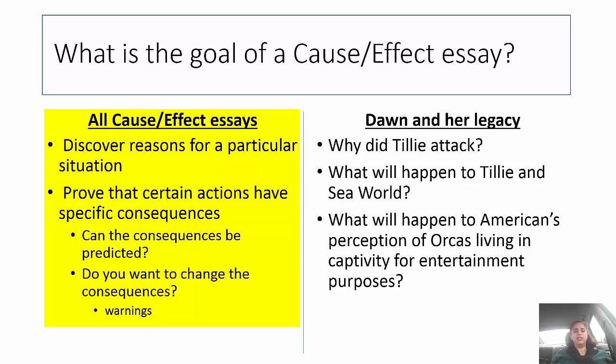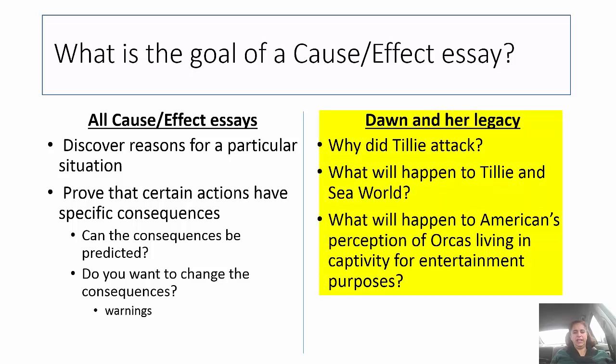By knowing this, you can determine if the consequences could be predicted, or you can determine if you want to change the consequences. For example, give warning. In our specific essay about Dawn and her legacy, we will be looking at why did Tilly attack? What will happen to Tilly in SeaWorld? What will happen to Americans' perception of orcas living in captivity for entertainment purposes?